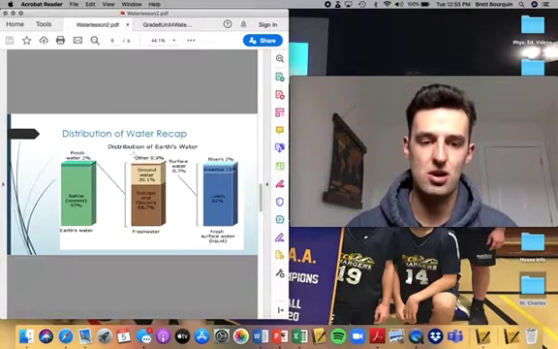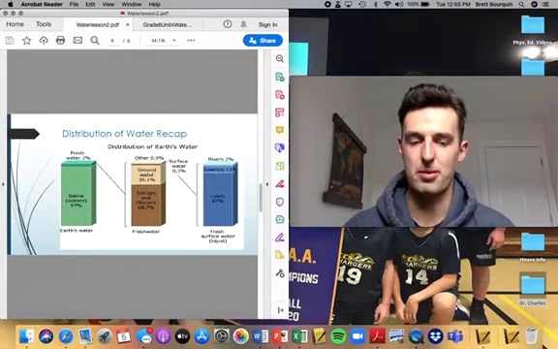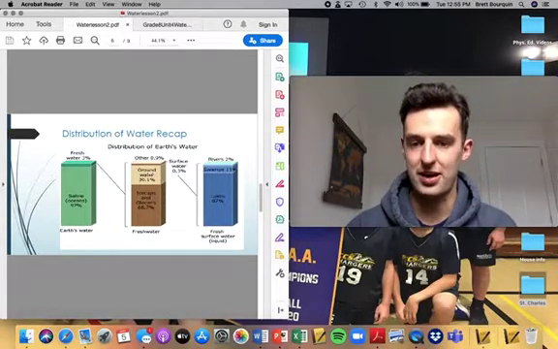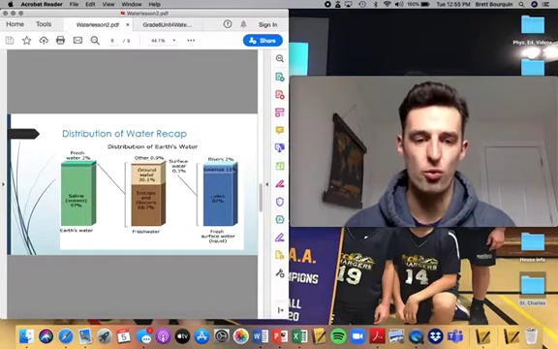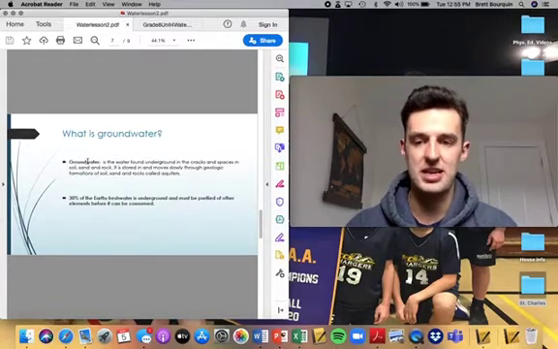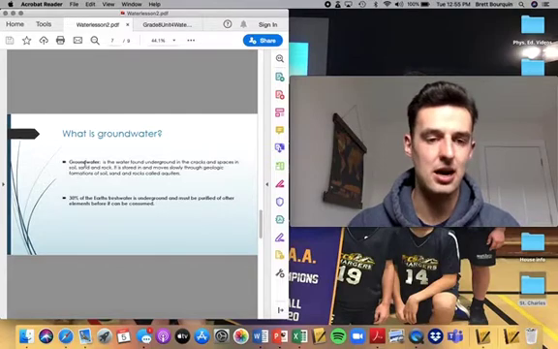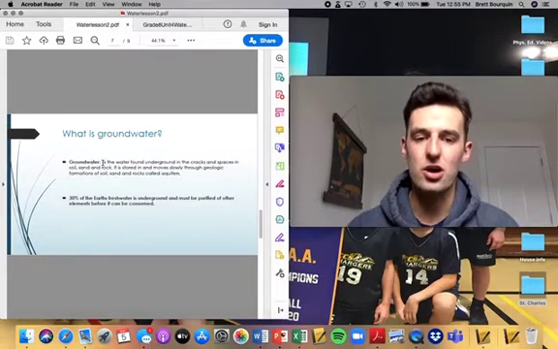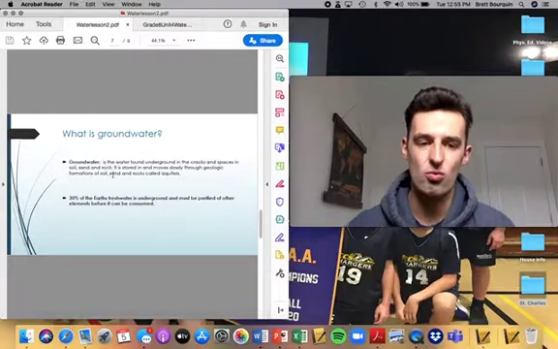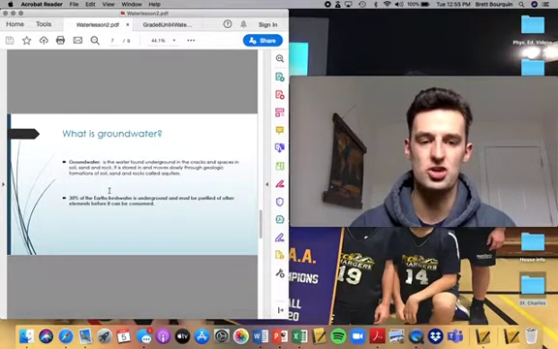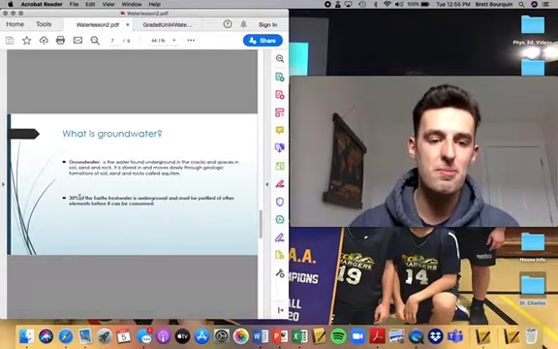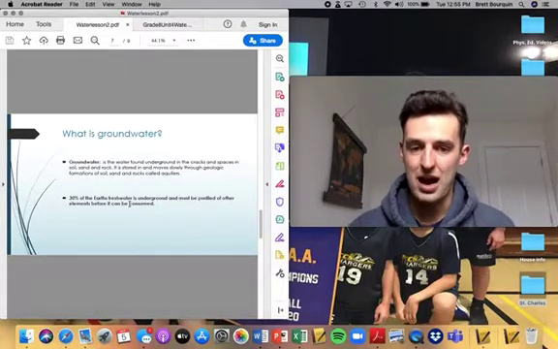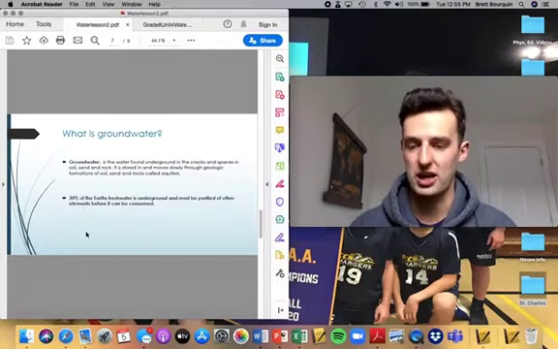So we mentioned here, we talked about groundwater making up about 30% of the fresh water available to us. So what is that? What is groundwater? And groundwater, sort of a definition for you guys that we didn't get previously, I believe. So groundwater is water found underground in the cracks and spaces in soil, sand, and rock. It is stored in and moves slowly through geological formations of soil, sand, and rocks called aquifers. So 30% of Earth's fresh water is underground and must be purified of other elements before it can be consumed.